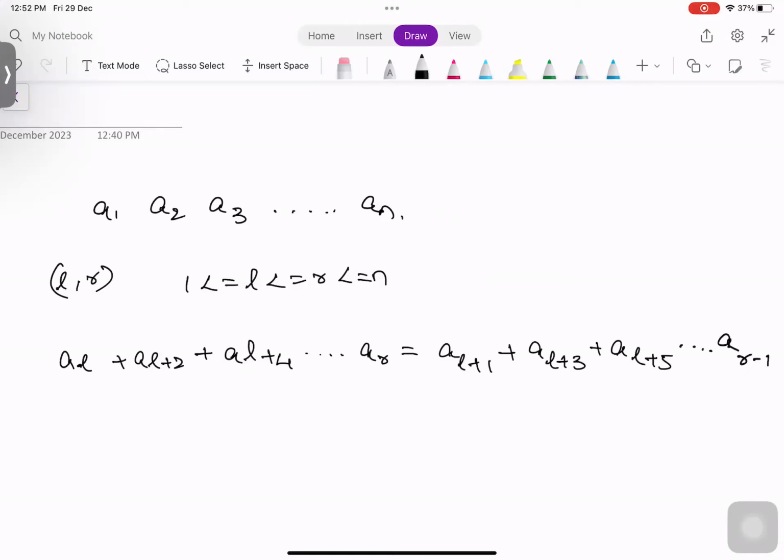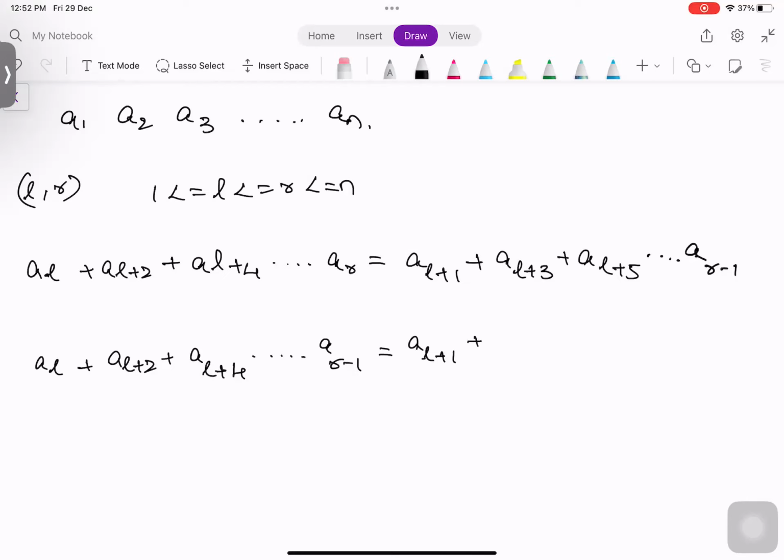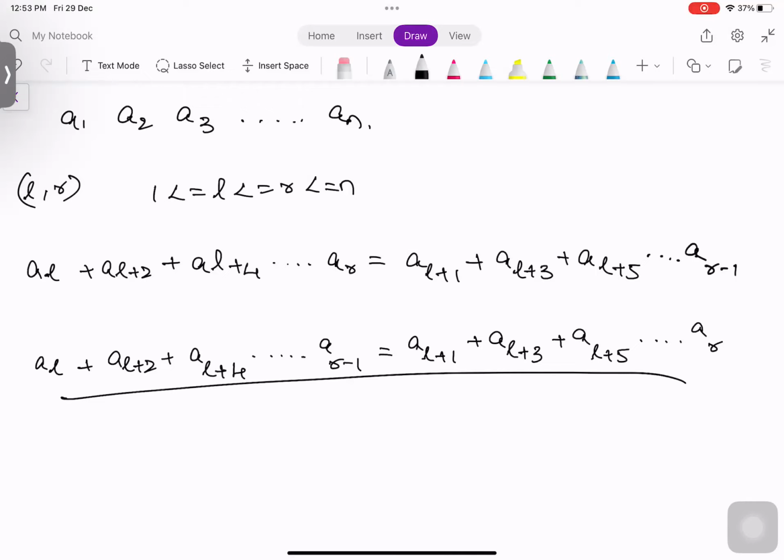If they don't have the same parity, then the condition that we should satisfy is AL plus AL+2 plus AL+4 all the way up till AR-1 should be equal to AL+1 plus AL+3 plus AL+5 all the way up till AR. We should make sure that the second condition holds true when L and R have different parity. And if they both have the same parity, then the first condition should hold.